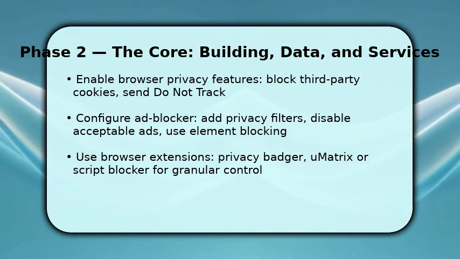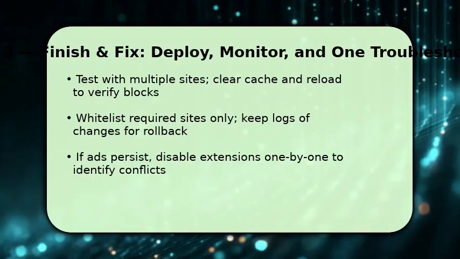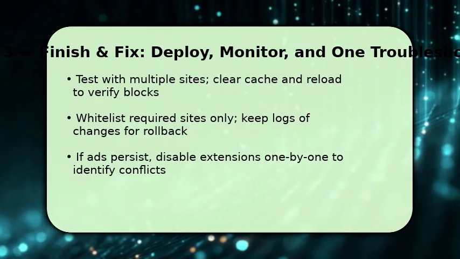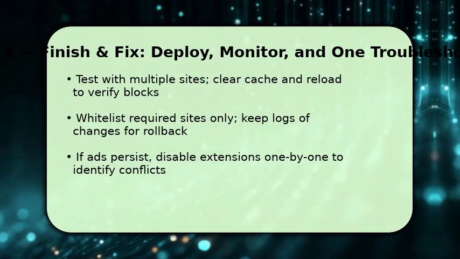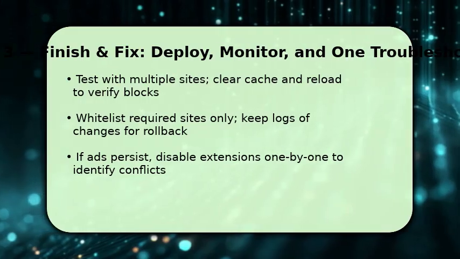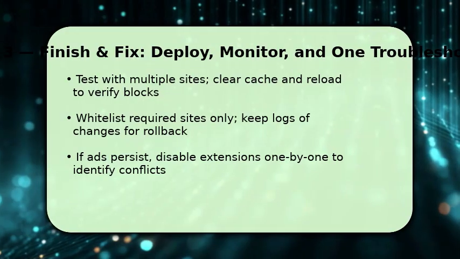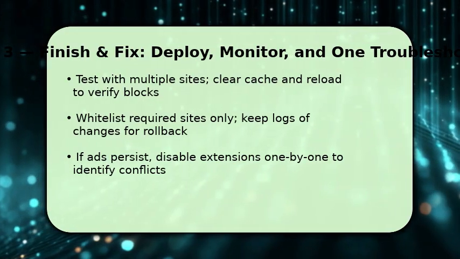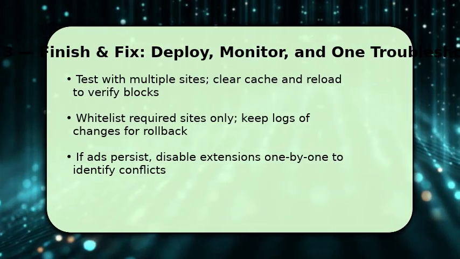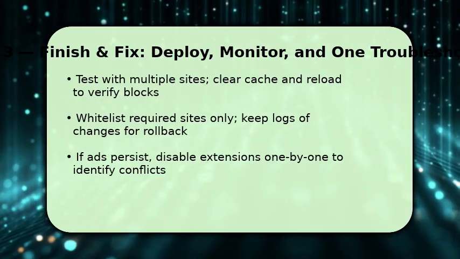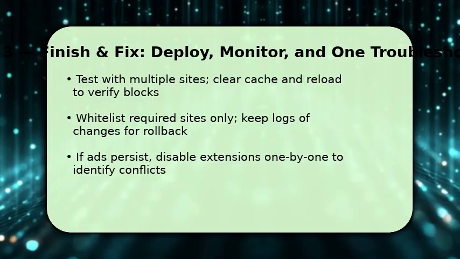To finish, test several sites and clear the cache to ensure new rules apply. Reload pages and confirm third-party ads are gone. Whitelist only trusted sites that break, and record any configuration changes so you can roll them back if necessary. If ads still appear, disable extensions one by one to find conflicts, then reconfigure or replace the extension causing the issue. This troubleshooting tip helps you isolate problems quickly, so you end up with a stable setup that blocks.